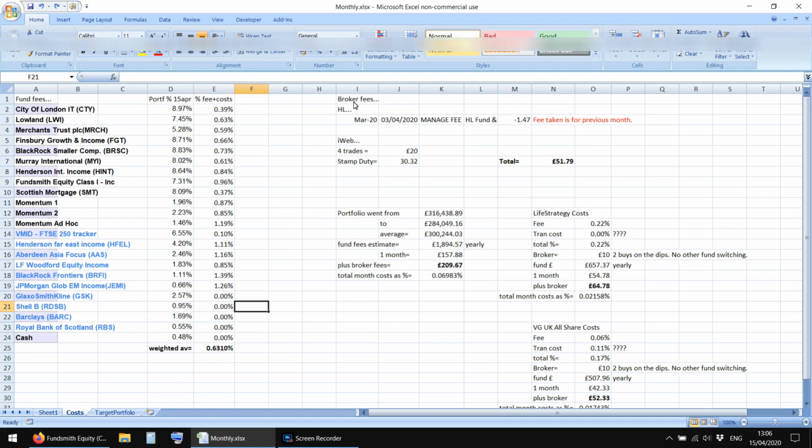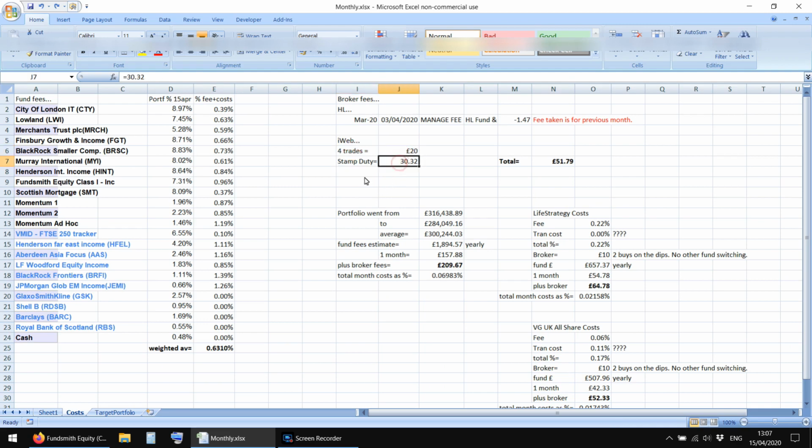I've then got the brokerage fee. For Hargreaves Lansdown, I found the management fee that was taken on the 3rd of April. That always refers back to the month before, so it was £1.47 for the month before. That's just the open-ended funds I own in the LISA and in the fund and dealing account. For iWeb, I went back and looked at how many trades I did, and I did 4 trades, so that's 5 times 4, which is 20.